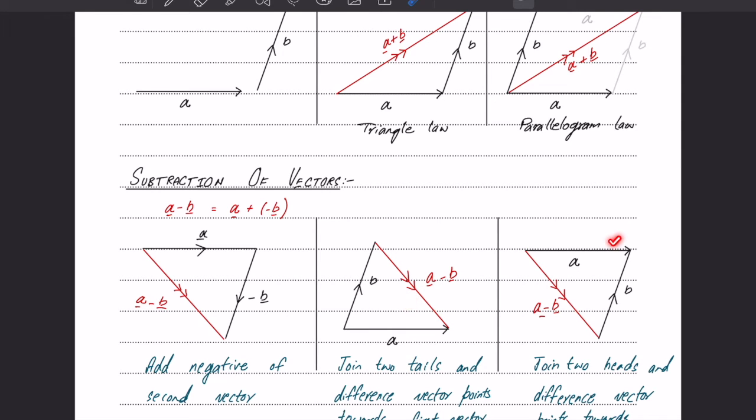The opposite happens if you're joining heads together. If you have to subtract and you put the two heads together, then the difference vector is going to be pointing towards the second vector, like B over here. So in simple words, if you're adding two vectors, you have to connect head with tail. When you're subtracting two vectors, either you can add a negative of the second vector, or you can connect two tails together or two heads together, and you can get yourself the difference vector.